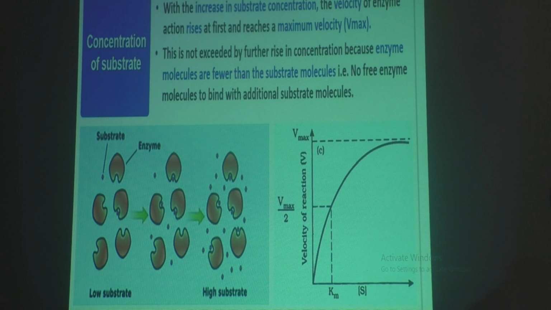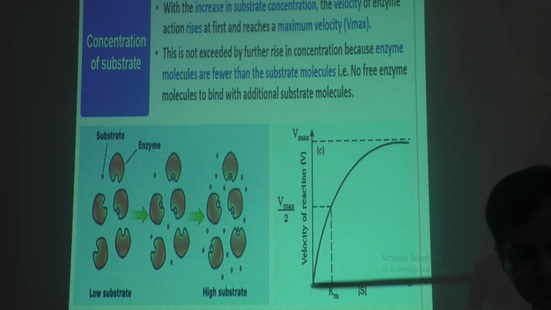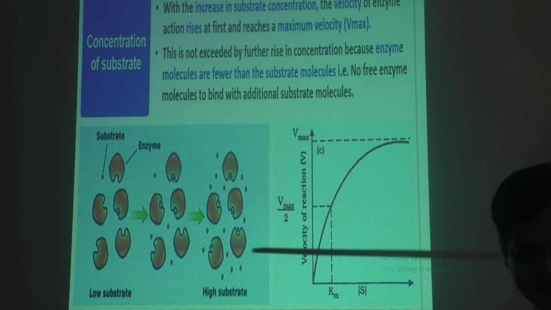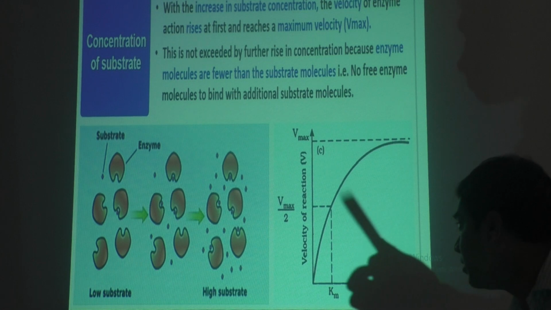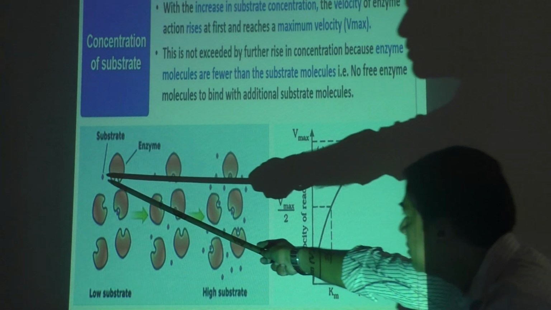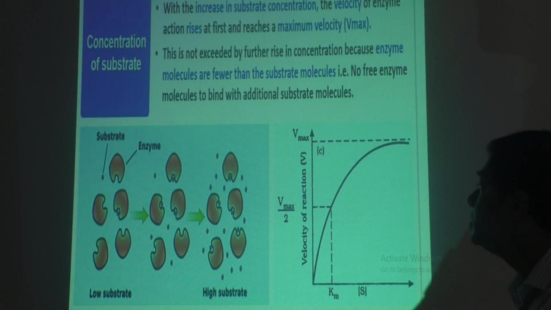So the first factor affecting enzyme activity we learned. Second one, concentration of the substrate. This is very important. How much substrate is there? Like this is the substrate and this is the enzyme. Then what happened there? You see there what happened.